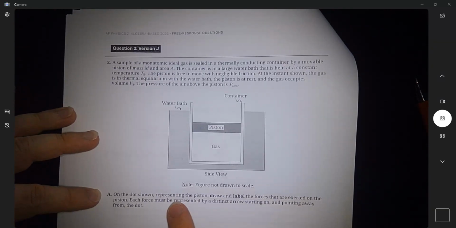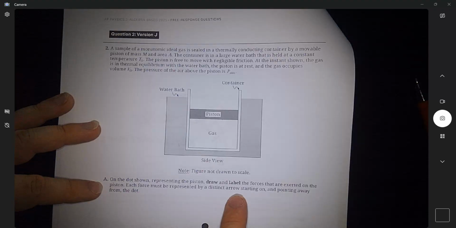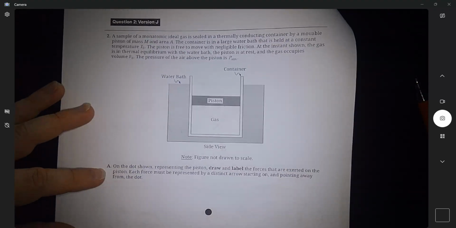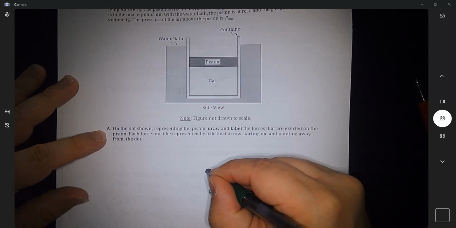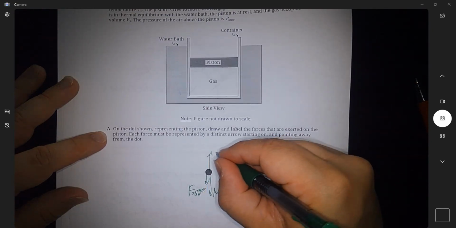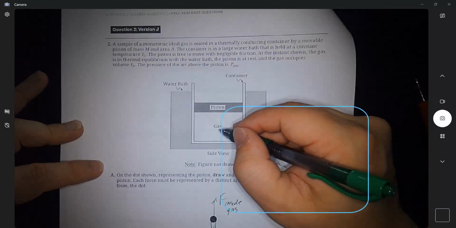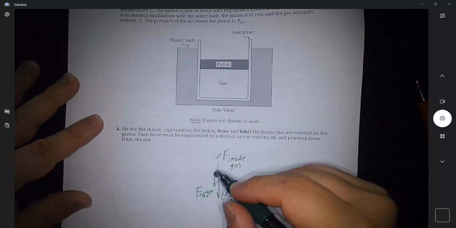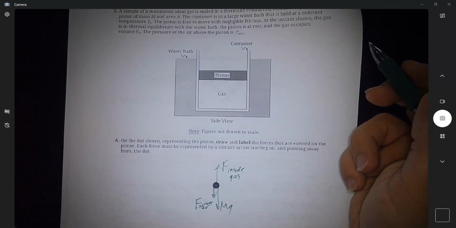All right. Draw and label the forces that are exerted on the piston. Each force must be represented by a distinct arrow starting on and pointing away from the dot. So I'm not entirely sure what they want here. Do they just want me to say the mg of the piston, and then the force of the outside air, and then you also have the force of the inside gas pushing up? The inside gas is going to push up, and the outside air is going to push down, and so is the mg. Okay, is that what you want to hear?